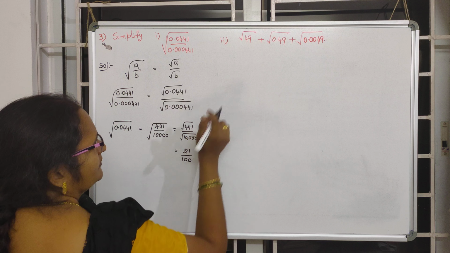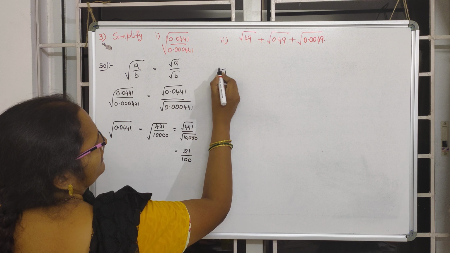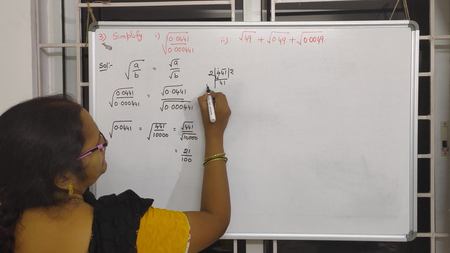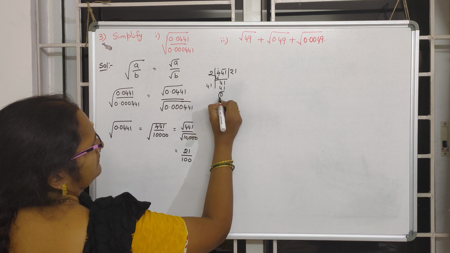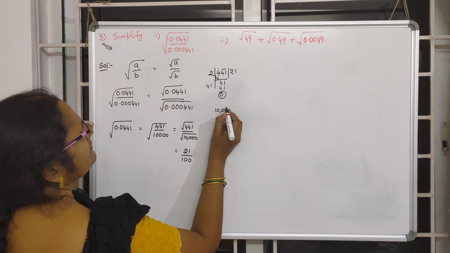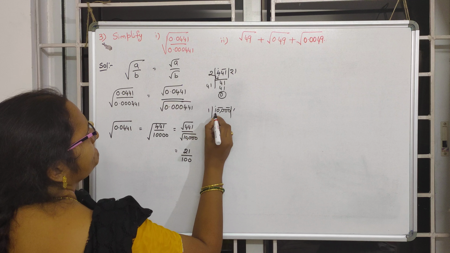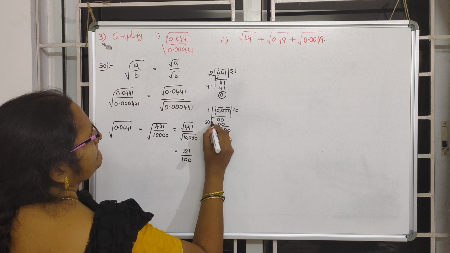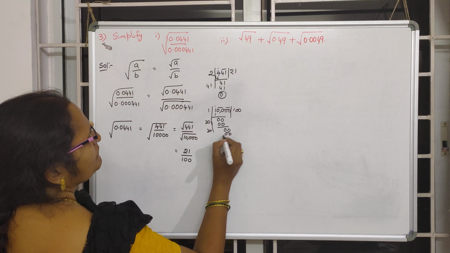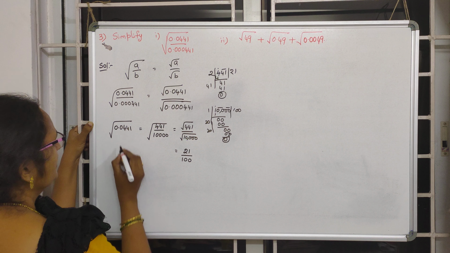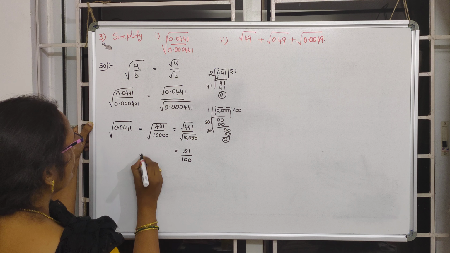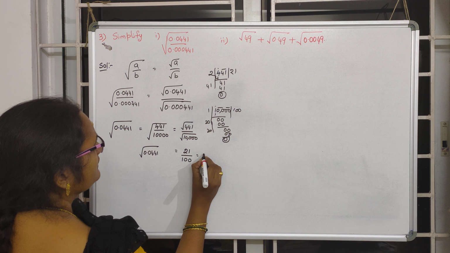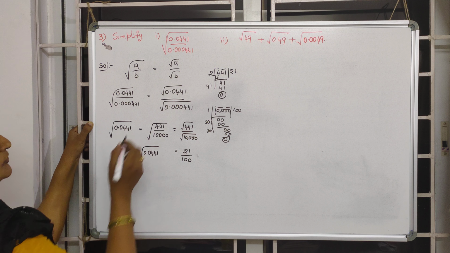Suppose if you are not getting it in the mind, then you can find it out by the long division method or by the prime factorization method also. 10,000 also in the same manner. Same manner we can find it out. Therefore, this can be written as how much? This square root of 0.0441 equals 21 by 100. We will keep it like this only. Then go for the next one.